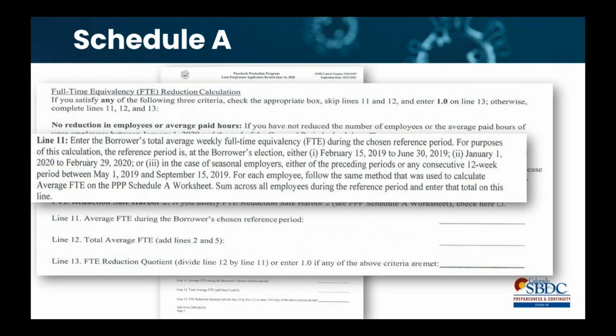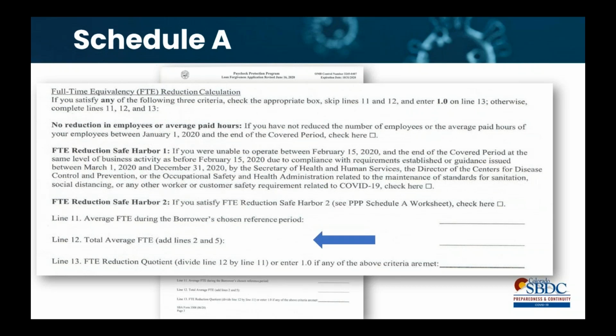The time frames for most businesses are either February 15th, 2019 through June 30th, 2019, or January and February of 2020. Run the numbers and pick the one that is best for you. Seasonal businesses have a third choice, which is any consecutive 12-week period between May 1st, 2019 and September 15th, 2019. On line 12, you will enter your FTE count during the covered period, which thankfully we have already calculated in the worksheets. So find those numbers and enter them here.